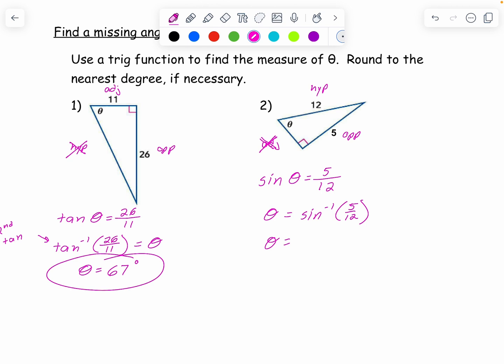And we get 24.6243, and so on. And then, since we round angles to the nearest degree, that is going to come out to be simply 25 degrees. Please make sure that you put the degree symbol on there, because without the degree symbol, it's not an angle. It's just a measurement.